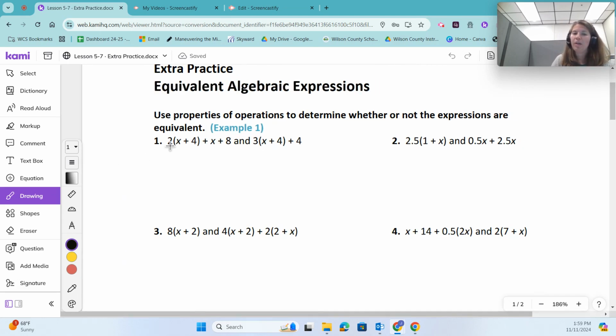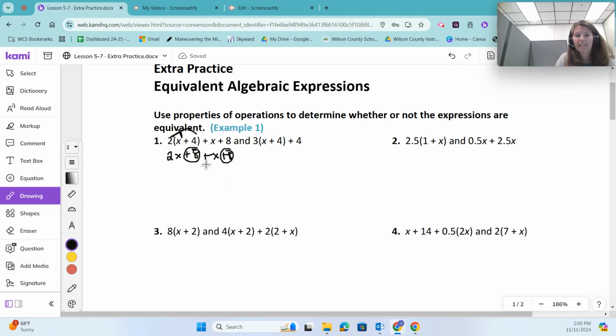If we simplify this completely, and we simplify the other one completely, when they are fully simplified, they should be the same if they are in fact equivalent. So let's see what that looks like. We're going to utilize our distributive property here, 2 times x and 2 times 4, and we are going to get 2x plus 8 plus x plus 8. And then we are going to combine our like terms.